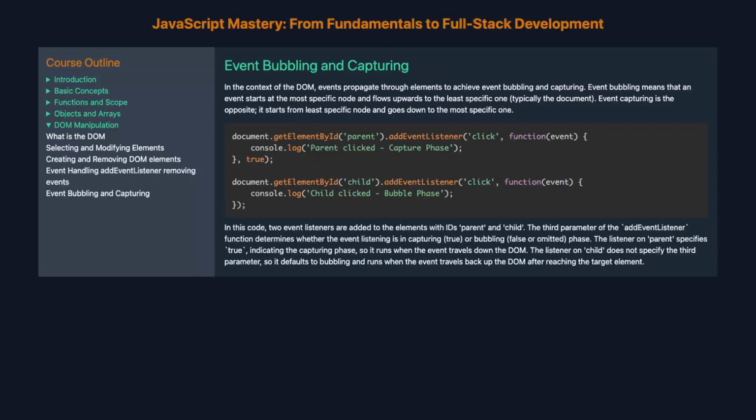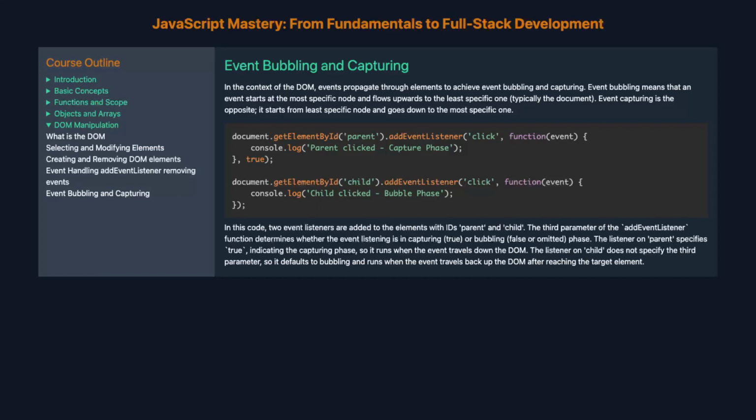Event bubbling and capturing. In the context of the DOM, events propagate through elements to achieve event bubbling and capturing. Event bubbling means that an event starts at the most specific node and flows upwards to the least specific one, typically the document. Event capturing is the opposite. It starts from the least specific node and goes down to the most specific one.